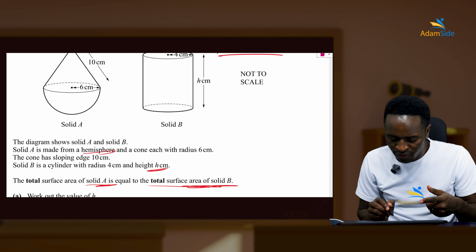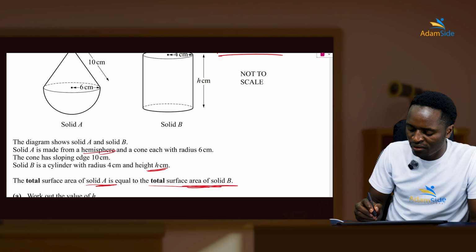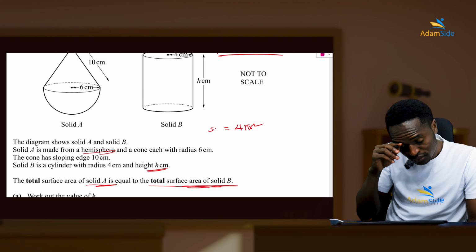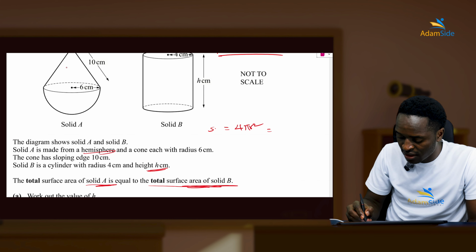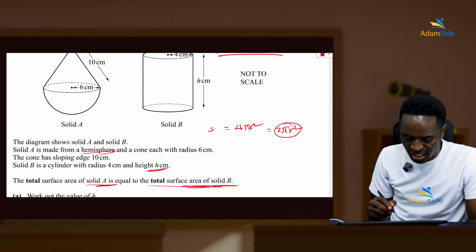We can go back to the formula for a hemisphere. We know the formula for a sphere is 4 pi r squared, that's for finding the area of a sphere. But a hemisphere will be 2 pi r squared to find its surface area.